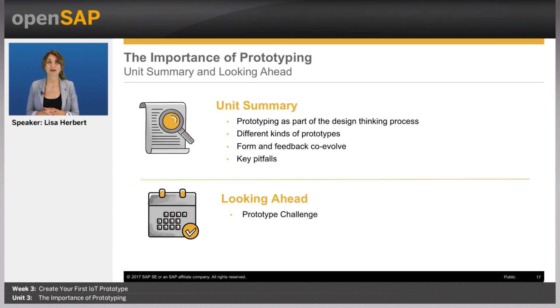Okay, so let's quickly sum up what we've learned in this unit. We started off with a quick recap on how prototyping is the 4th step of design thinking. Then we talked a bit about different kinds of prototypes, like wireframes and high-fidelity mockups. I mentioned that as you get more and more feedback, your design will get closer to a high-end prototype. And then finally, I warned you of the most common pitfalls you should watch out for when creating your first prototype.